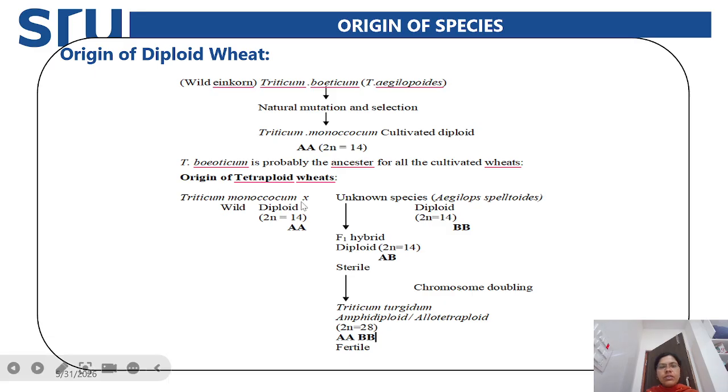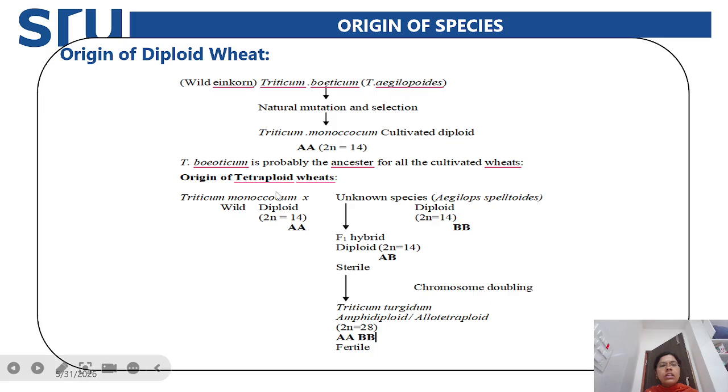The Triticum aestivum is crossed with the unknown species, that is Aegilops speltoides. We get the F1 hybrid, which is a diploid, so it is sterile. So chromosome doubling was done with colchicine treatment so that we got the Triticum turgidum, which is an amphidiploid or allotetraploid. It has the chromosome number 2n equal to 28, and the genome is capital A, capital A, capital B, capital B, which is fertile.